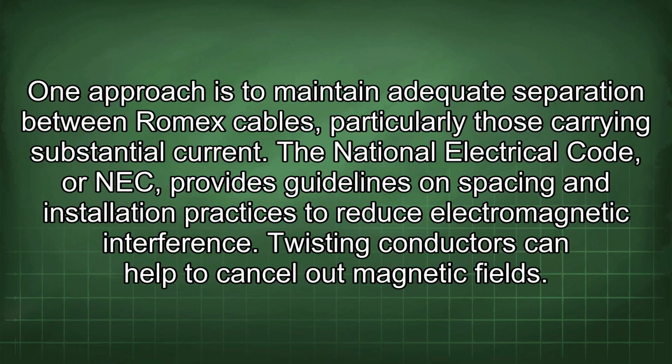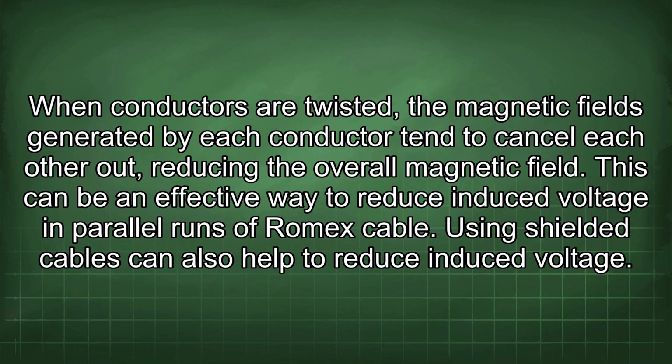Twisting conductors can help to cancel out magnetic fields. When conductors are twisted, the magnetic fields generated by each conductor tend to cancel each other out, reducing the overall magnetic field. This can be an effective way to reduce induced voltage in parallel runs of Romex cable. Using shielded cables can also help to reduce induced voltage.